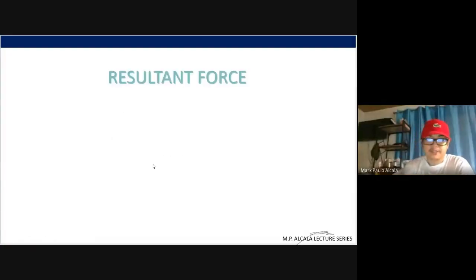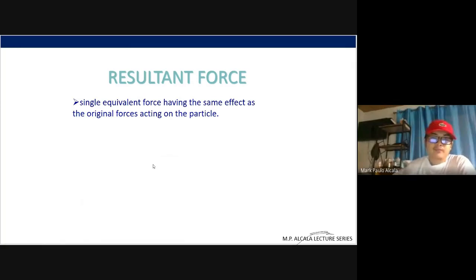So lecture 2 will talk about resultant of concurrent forces. Okay, let us define first. We have mentioned before that forces are characterized by its magnitude, its point of application, and its direction. But essentially, a resultant is a series of forces, two or more, that can be combined into one singular force, or the single equivalent force having the same effect as the original forces acting on the particle.